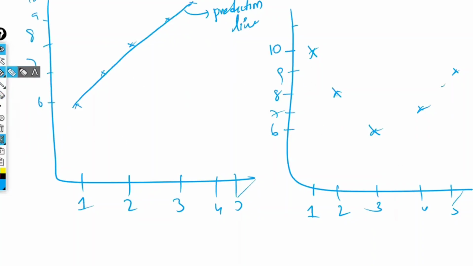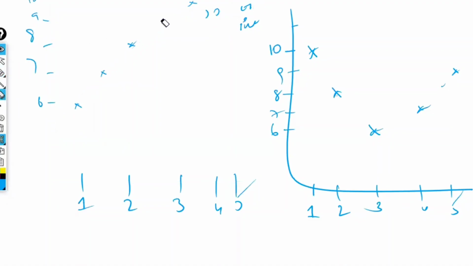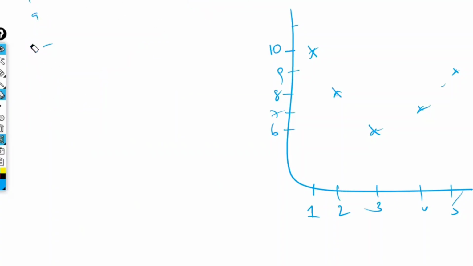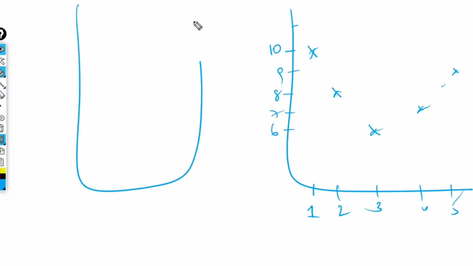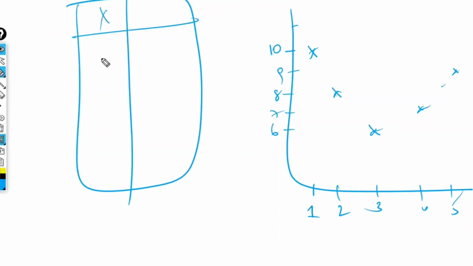Now you have drawn a scatter plot using the 5 data points. That is the data set, and I will draw the data set also. The data set is x equal to 1, 2, 3, 4, 5, and y equal to 10, 8, 6, 7, and 9. This is the data set, and this is the scatter plot for it.